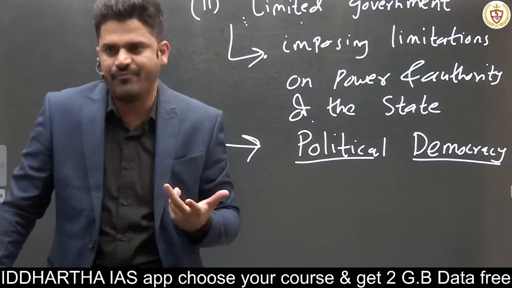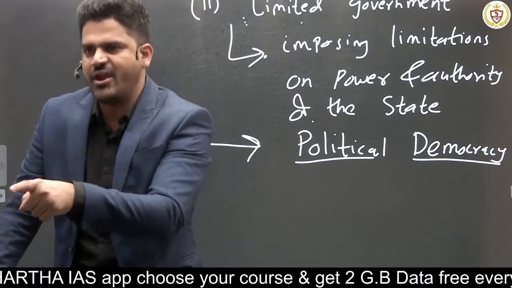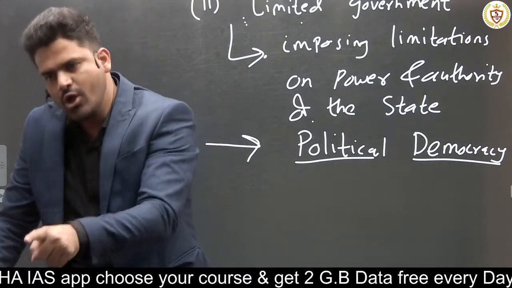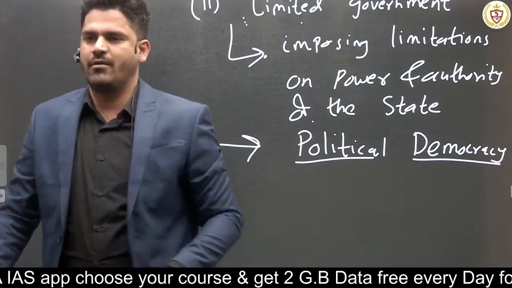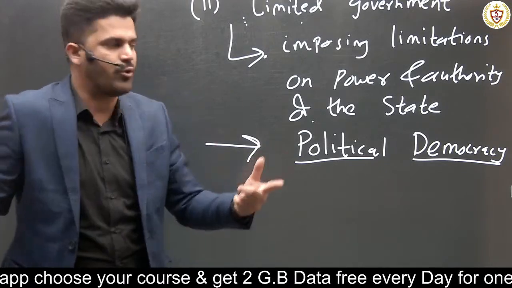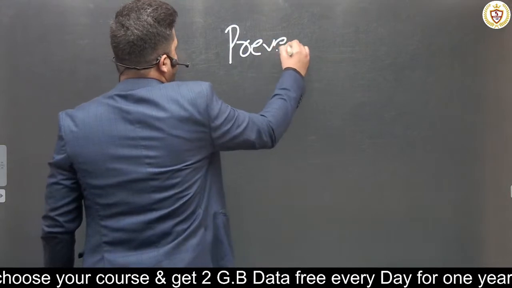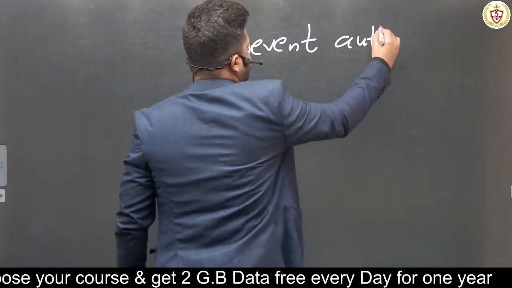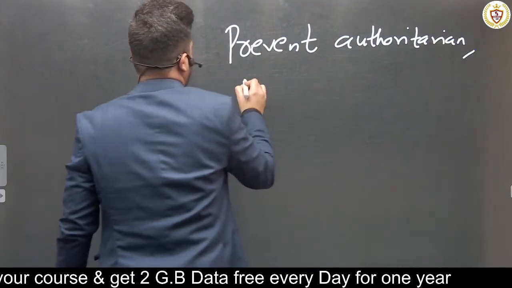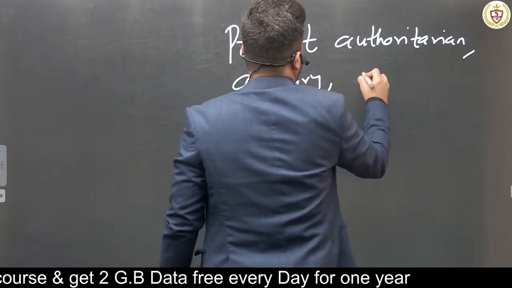Second purpose is a negative purpose, that is to limit the powers of the state, to prevent the state from using its power and authority in an arbitrary, whimsical, authoritarian and despotic manner. So fundamental rights prevent authoritarian, arbitrary and despotic rule.